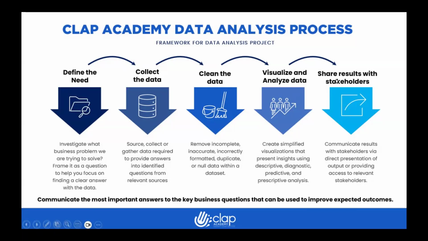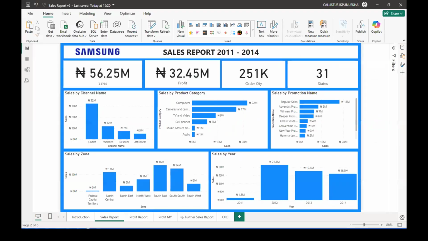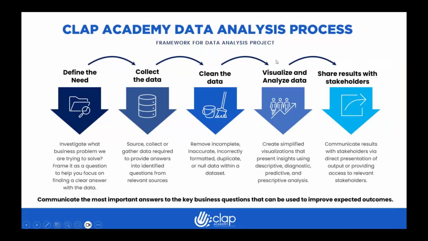And then step number four is visualizing the data. Before we got to this point of visualizing this data, this is step number four. We had to understand the business problem. We had to get in the data. We had to clean the data before we get to this visualization point.